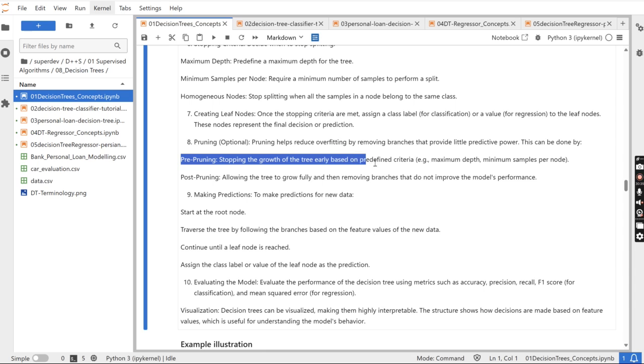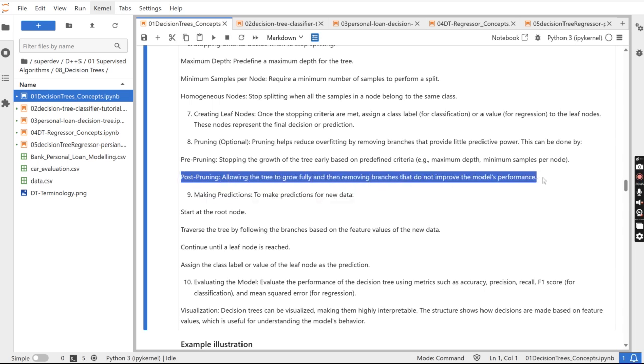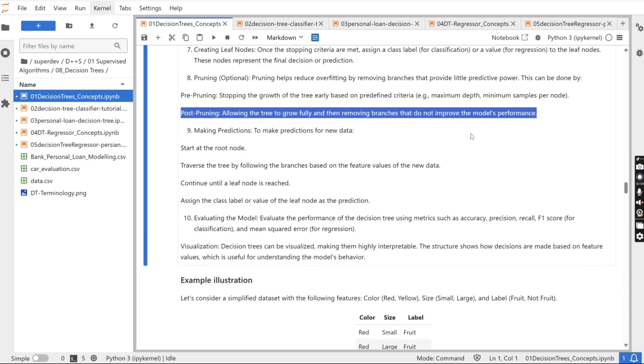Pre-pruning you can do using maximum depth and minimum samples per node. Post-pruning is where you basically allow the tree to grow as much as it wants, and then you remove the decision nodes that didn't give you the proper results. Delete the decision nodes. Again, you don't have to do anything extra, you just have to enable one option and the model will do that for you. That is post-pruning.